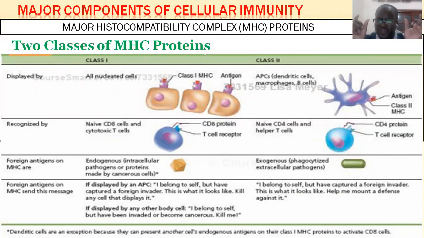Then if these antigens are being presented by the major histocompatibility complex number 2, what kind of information is given to the cells? The T helper cells now. So this antigen is speaking to the T helper cells to say, I belong to self. The macrophage is telling the T helper cells, because it's the one presenting that antigen, I belong to self. Don't destroy me. But I have captured a foreign invader in me.